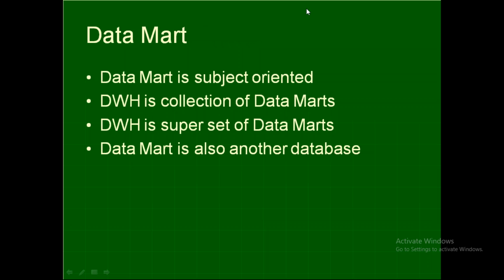Yes, sir. Now, what is a data mart? A data mart is subject-oriented data. A data warehouse is a collection of data marts, and the data warehouse is a superset of a data mart. Superset means it is bigger. So the data warehouse is bigger than the data marts. A data mart is also another small database. Clear?